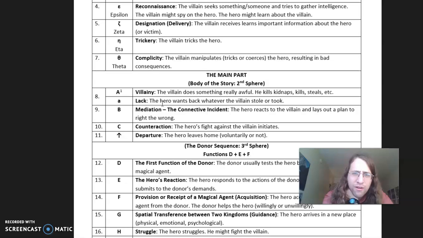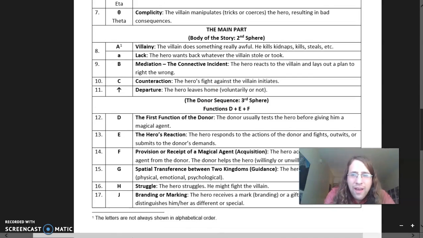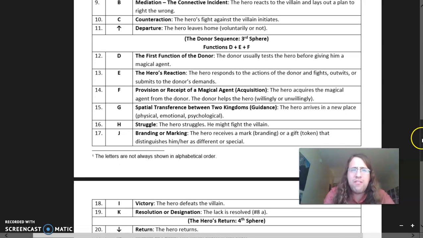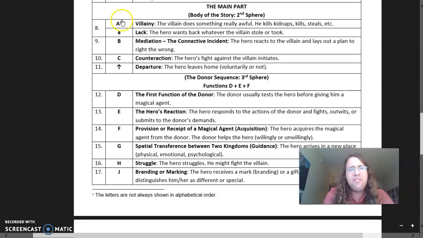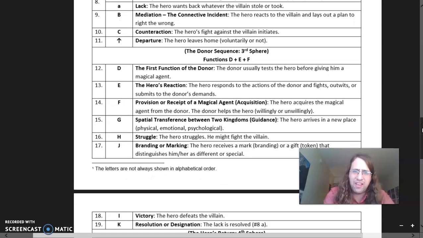So I actually don't agree with what it says here. Okay, well, yeah, no, based on what the book says, the harm is something specifically caused by the villain, and the lack is something that is missing in the hero's life but is not specifically caused by the villain.